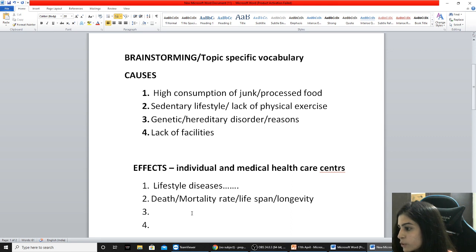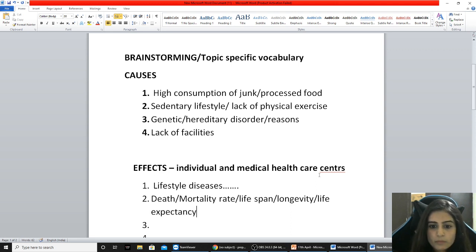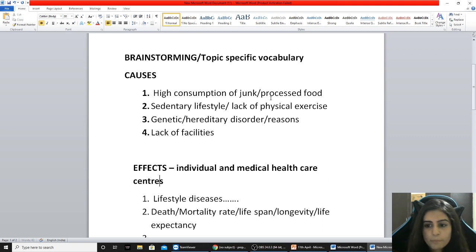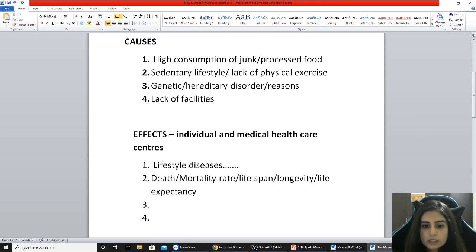So weak immunity due to lack of nutritious food, diseases, effects related to aforementioned causes, diet, okay, age ratio or average life expectancy, okay. So good point, Richa. So we have already talked about this actually, death, mortality rate, lifespan, longevity, and you have written average life expectancy. So yes, you can talk about life expectancy. So these are more or less related to each other. Expectancy. Okay. All right. So what else?